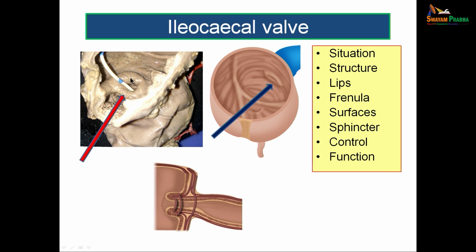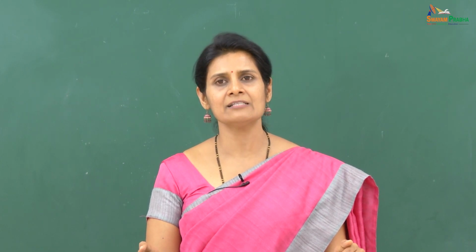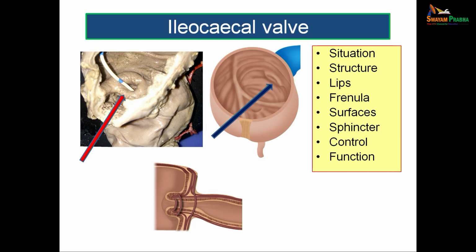These valve's lips will have two surfaces. One is towards the ileum, that is on the inner aspect of the orifice, and the other one is towards the cecum. The surface towards the ileum will show features of small intestine, so they will have the villi on the surface, whereas the cecal surface will have the features of the cecum. There you find the orifices of the openings of the intestinal glands. This is seen in the colon mucosa.